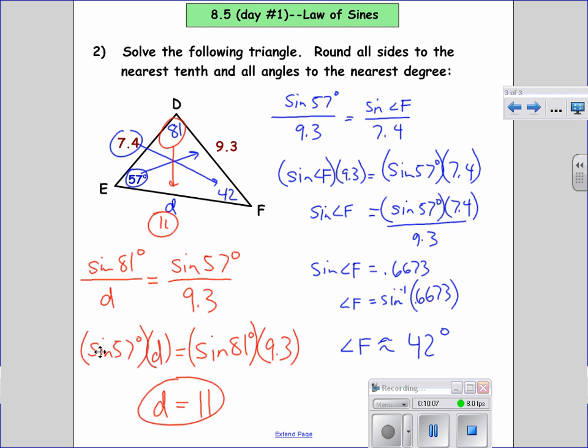Okay, so again, what do we do today? This is non-right triangles, finding missing sides and missing angles using the law of sines. Tomorrow we'll use law of cosines as an additional strategy that we'll need sometimes in non-right triangles.